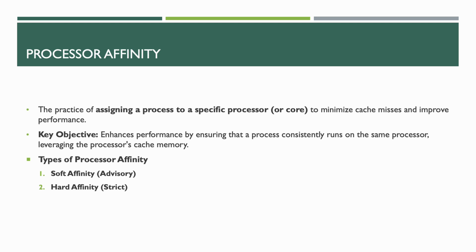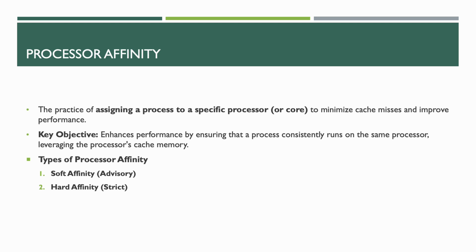Okay, processor affinity. So, what is affinity? Well, in modern multiprocessor systems, processes can be scheduled to run on any available CPU core. However, frequent switching between cores can lead to cache inefficiencies, which cause performance degradation. Processor affinity, also known as CPU pinning, helps optimize performance by binding a process to a specific CPU core.